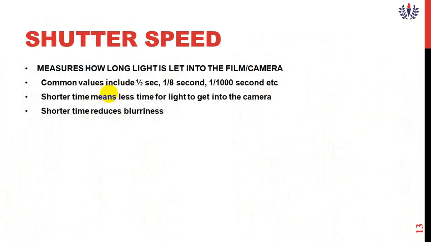Okay. What is the shutter speed? Actually, the shutter speed measures how long the light is let into the camera. Okay, generally the common values as per the standard for any camera are 0.5 second, 1 by 8 second, 1 by 1000 second, etc. A shorter time means less time for light to get into the camera. When the time is shorter, it will reduce the blurriness.